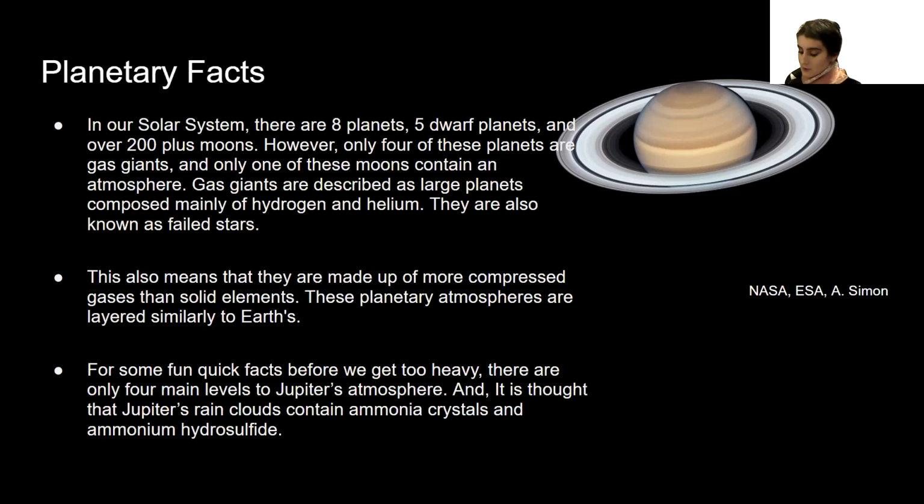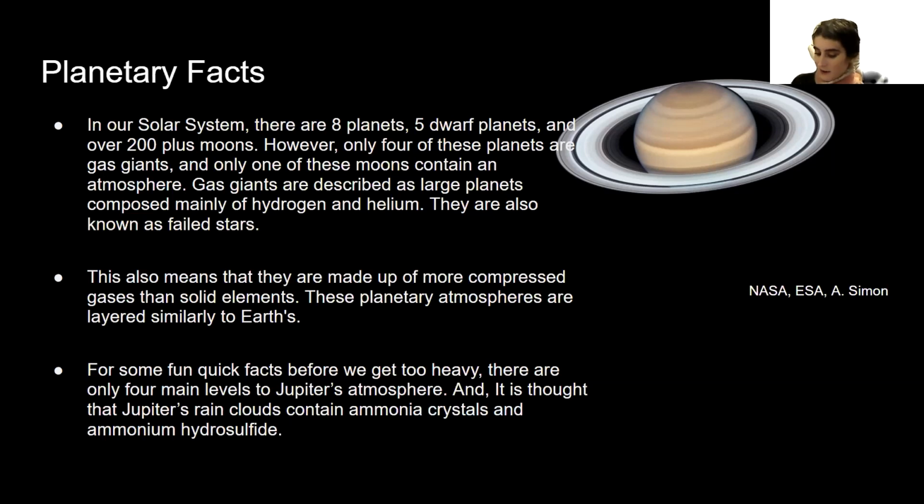These planetary atmospheres are layered, similarly to Earth's, but are different in their own unique way. They have some of the same names for the levels of their atmosphere that we'd give our own. One defining feature of a gas giant is that it has a layer of metallic hydrogen. This hydrogen is referred to as metallic because it is so compressed in the atmosphere that it turns itself into an electrical conductor.